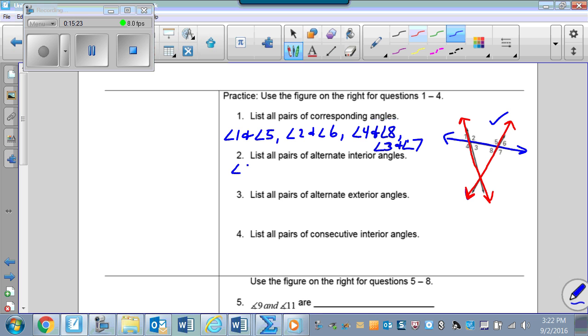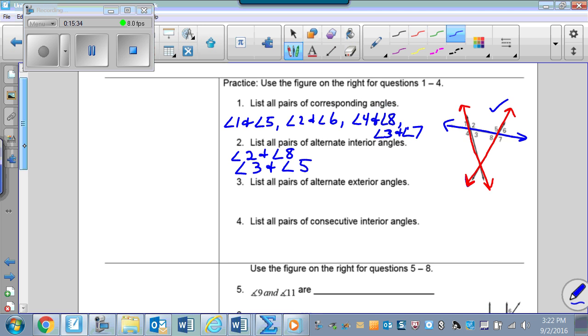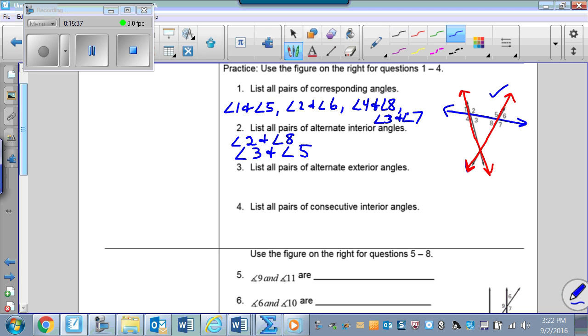So we're going to have angle 2 and angle 8, right? Angle 3 and angle 5. I hope this is beginning to click. If not, you should probably pause your video here and work these next problems by yourself and then come back and check them. You do need to practice by yourself. All right, how about all pairs of alternate exterior angles? Let's pick angle 1. What is exterior and alternate? That would be angle 7, and then we've got angle 4 and angle 6.